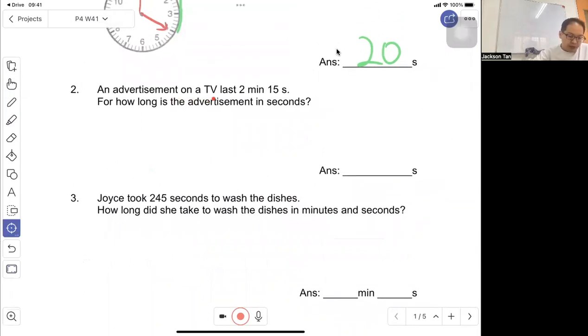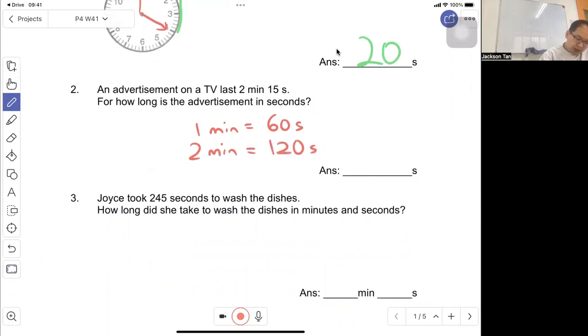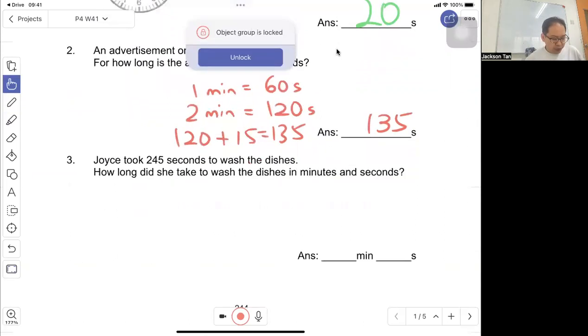Question 2. An advertisement on the TV lasts 2 minutes and 15 seconds. For how long is the advertisement in seconds? So, 1 minute equals 60 seconds. 2 minutes will be 120. So, 2 minutes and 15 seconds, 120 plus 15, 135. So 135 seconds.